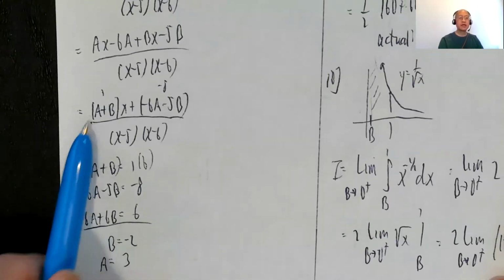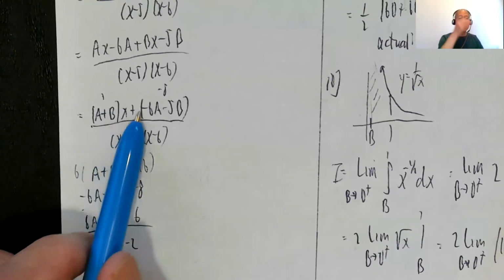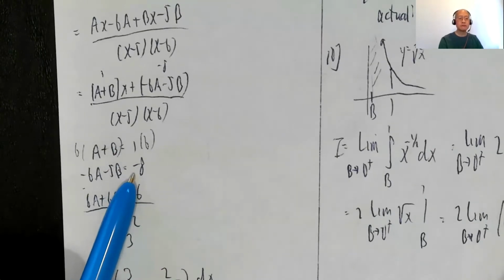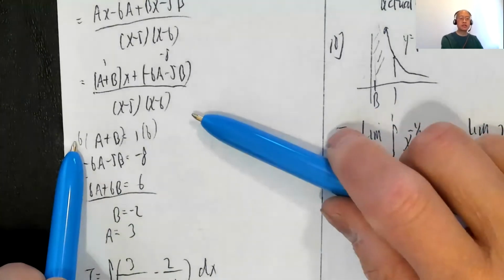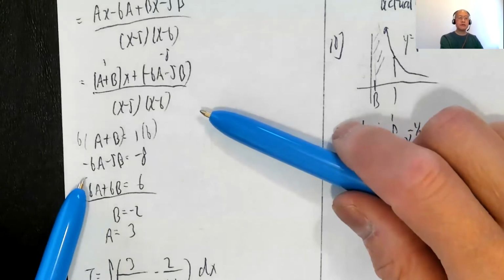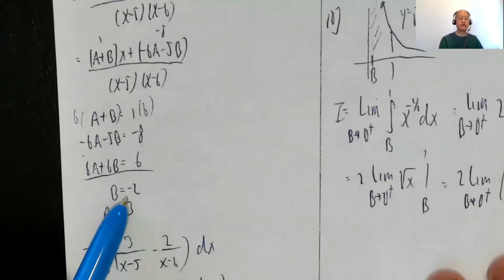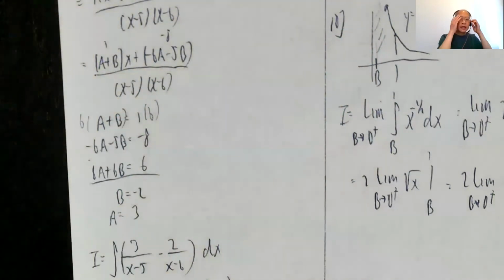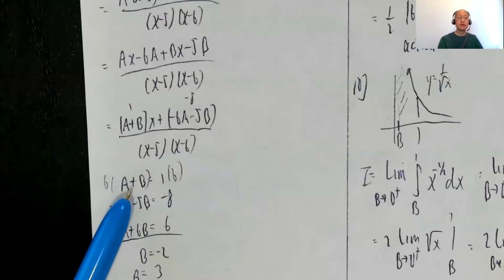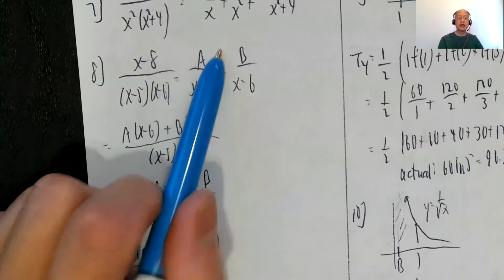So therefore, a plus b has to equal 1, and negative 6a minus 5b is negative 8. I multiply the top equation by 6. There's other ways to do it. That gives me 6a plus 6b equals 6. Add them up. b equals negative 2. Plug back in here, and a is 3. So the original a and b are now 3 and negative 2.